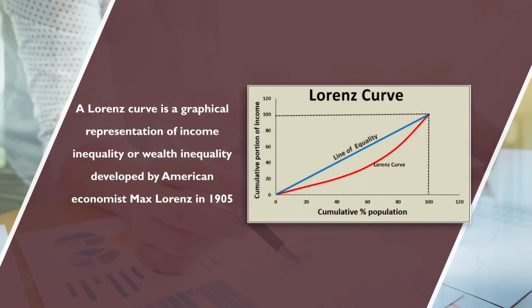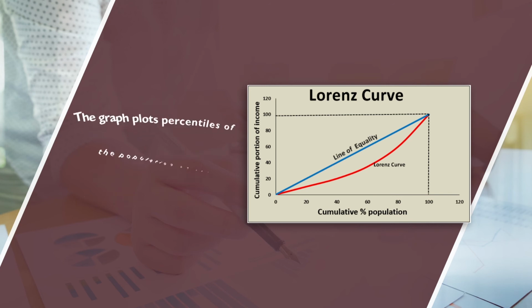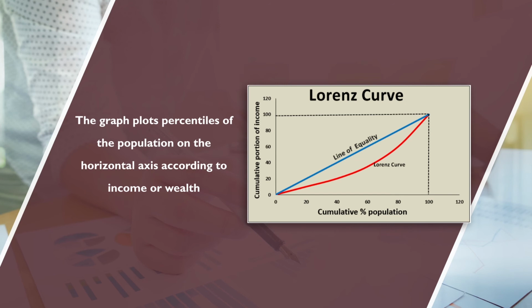On the other hand, the Lorenz curve is also one way of graphically representing income equality or wealth equality. It was developed by the American economist Max Lorenz in 1905, and the graph plots percentiles of the population on the horizontal axis according to income or wealth. From this image, we bifurcate the whole rectangular box from point 0, and this is considered the line of equality, and the Lorenz curve moves in that way. So this red line is the Lorenz curve.